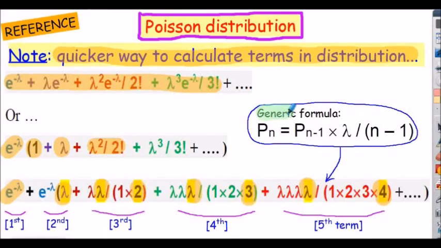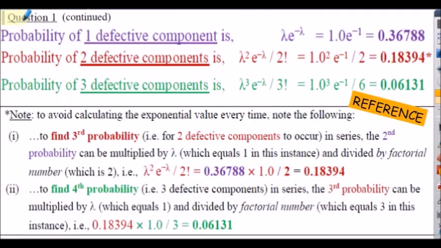This essentially relates to the generic formula shown here. It is found that the probability Pn is calculated from the probability of Pn minus 1 multiplied by lambda divided by n. This shows a quicker way of calculating the terms. I'm now going to revisit question 1 and just show you how this approach could be used to generate the terms in that series. Question 1 is the solution continued.